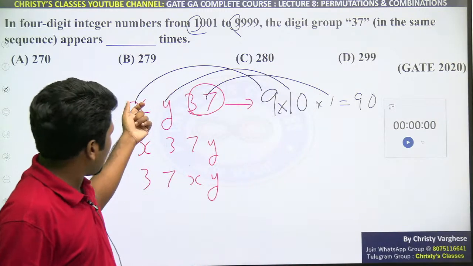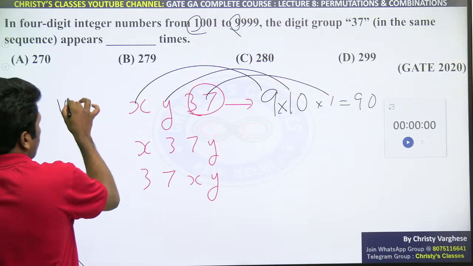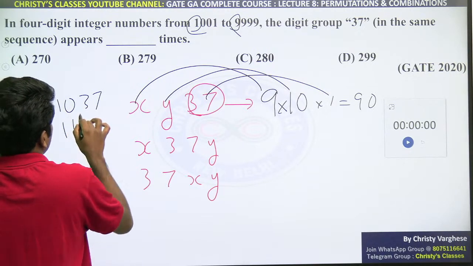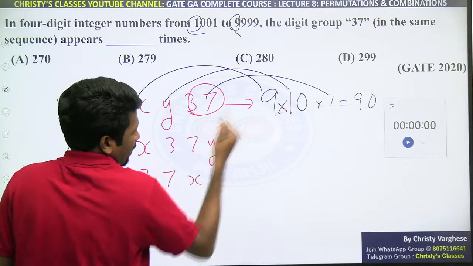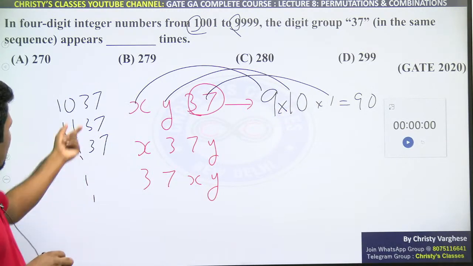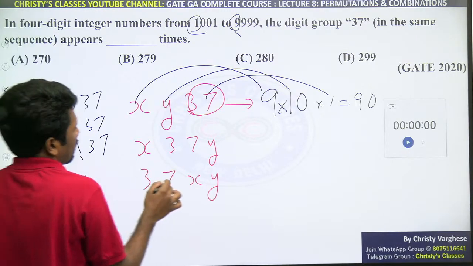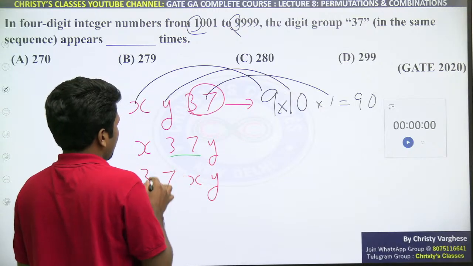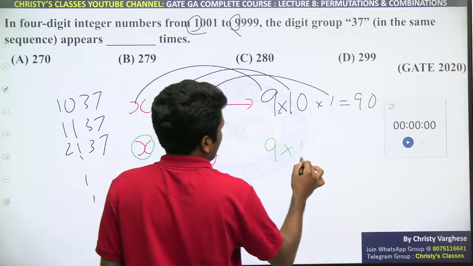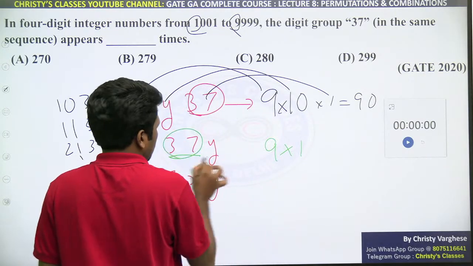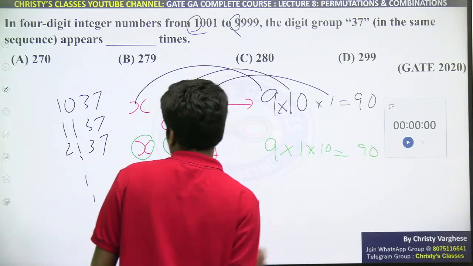This is where 37 comes after x and y. For example 1037, 1137, 2137 etc. All these are included in these 90 possibilities, where the last 2 positions are 37. Now the next possibility, the middle 2 digits are 37. There also the possibility of x is 9, the possibility of y is 10, and the possibility of 37 is only one. So 9 into 1 into 10, 90 itself.